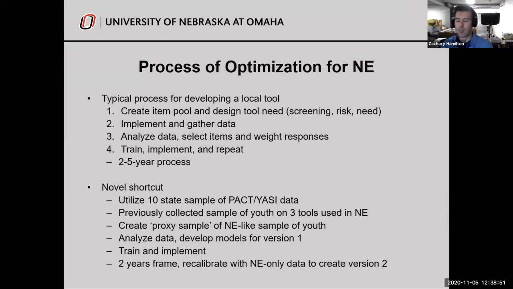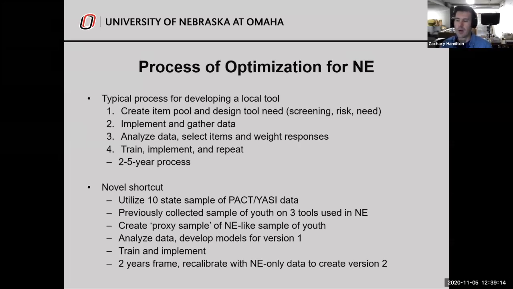So in that larger pool, you have to gather data and then analyze that data to see which items should be removed, which items should be retained, and how to weight those responses. You then would have to train, implement, and repeat that process over time. And typically what's recommended is that when you're creating a tool from scratch, this will be a 2 to 5 year process before you eventually arrive at a finished product or a finished tool.